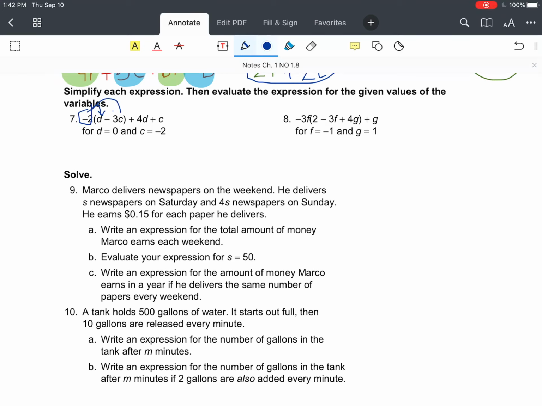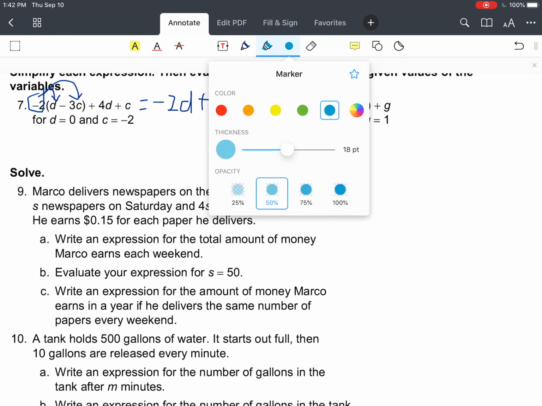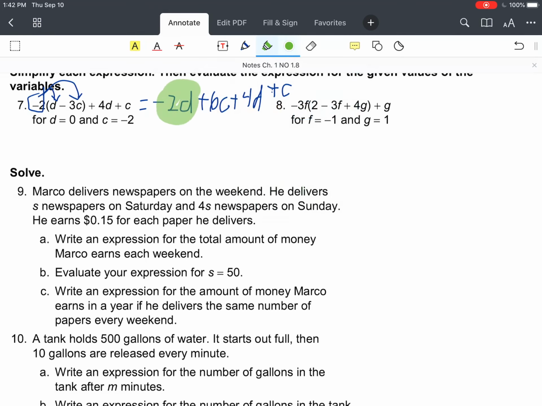I have this -2 out in front that I need to distribute with multiplication to everything inside my parentheses. So when I do that, I'm going to get -2d. -2 times -3 will be positive 6c. And then I have my last two things, 4d and c. Again, I have to combine like terms. Well, I have a -2d and a positive 4d. So that's going to become 2d when I simplify.